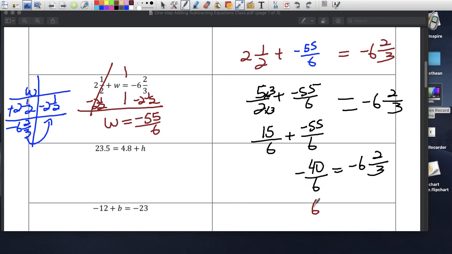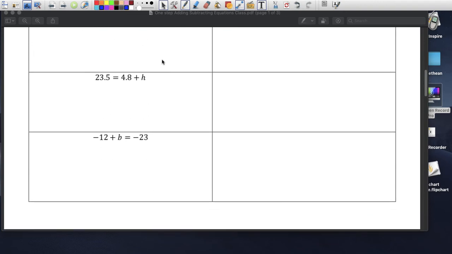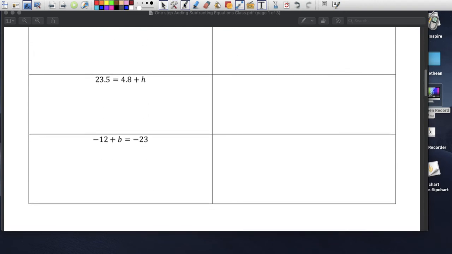Right, 6 going into 46 goes 7 times, and there's 4 left over. 6. And you're going to say, well, that's not the same. Well, if you simplify 4/6 over here, it becomes 2/3. So now they're exactly the same. Okay, so this becomes repetitive after a while, but it's just habit forming now.